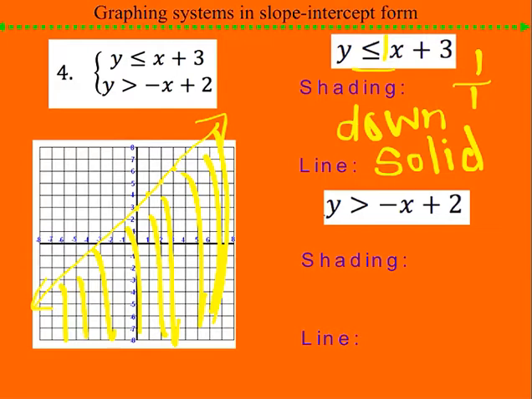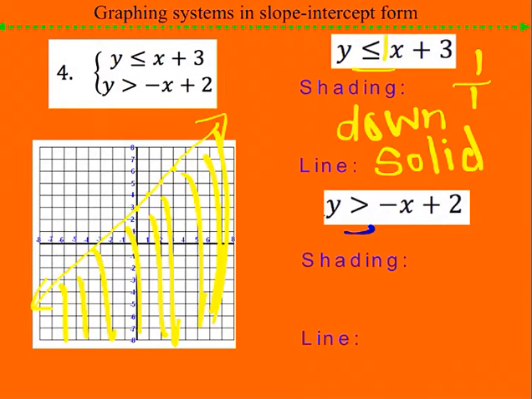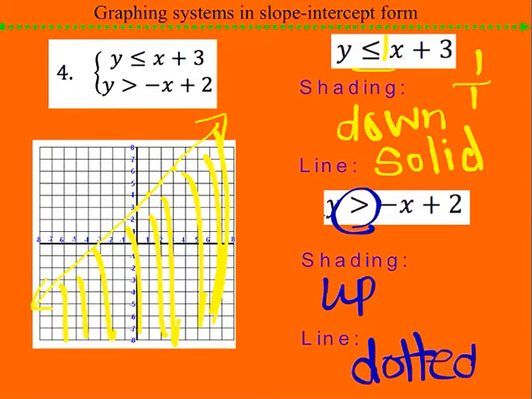So then taking a look at this next one. For this next one, we're going to look at our shading. Well, it's opening towards the Y, so I'm shading up. And then there's no line underneath that inequality, so my line is going to be dotted. So we're crossing the y-axis at 2.